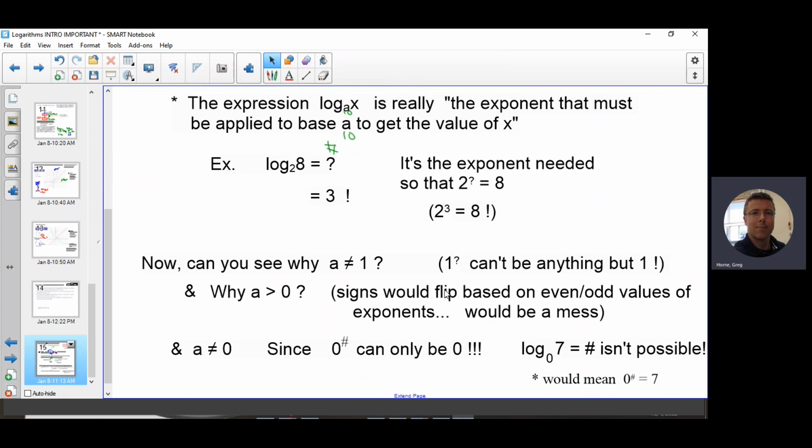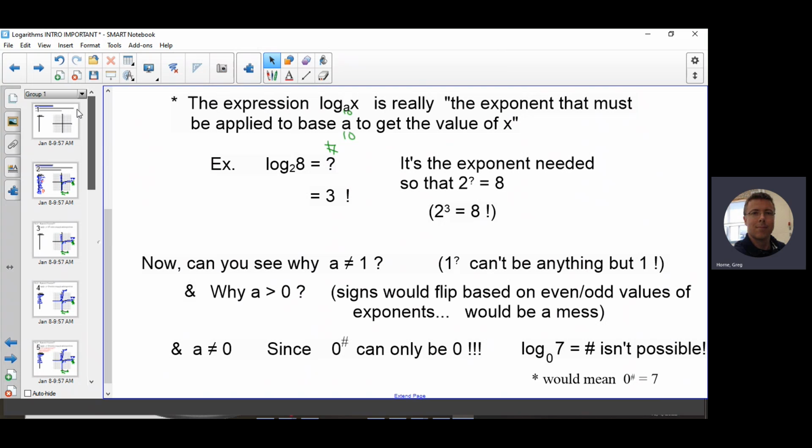That should allow you to see a little bit why you have restrictions on the base. For example, you can't have 0 because 0 to the power of anything can only be 0. You can't have 0 to the power of something give 7. That's what log base 0 of 7 would mean. That's impossible. Same with 1. 1 to the power of anything is just 1, so I can't have log base 1 of 7 equal something other than 1. And the a's can't be negative either because you'd have even and odd exponents flipping. It'd be a mess. It wouldn't be a function. It would be discontinuous, jumping up and down on the y-axis.